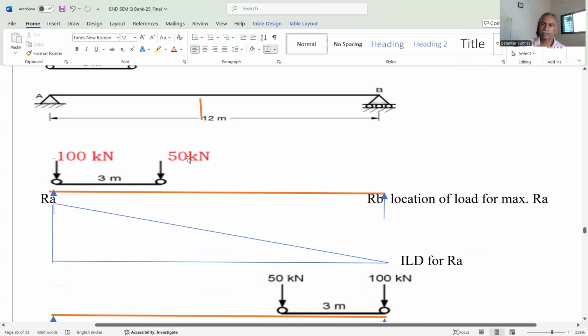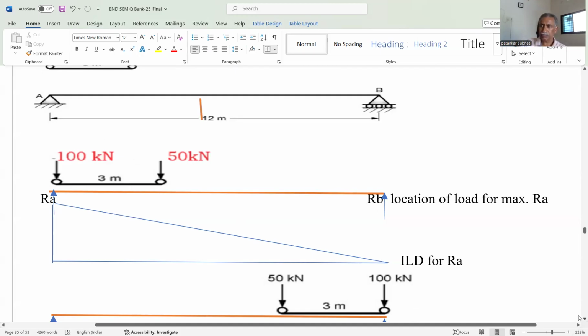If I want the maximum reaction at support A, can I say this is 1 and this is 0? This is the ILD for RA. And if the load is placed at support A, that means 100 multiplied by 1, because this is bigger, and then it will reduce. That's why 100 into 1 plus 50 multiplied by this ordinate gives the maximum reaction component.